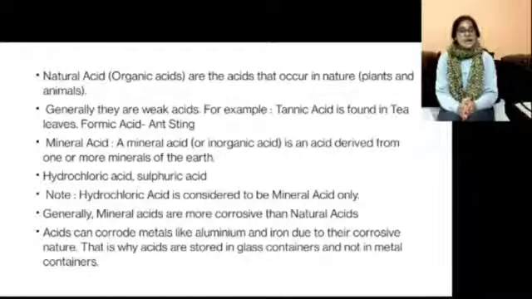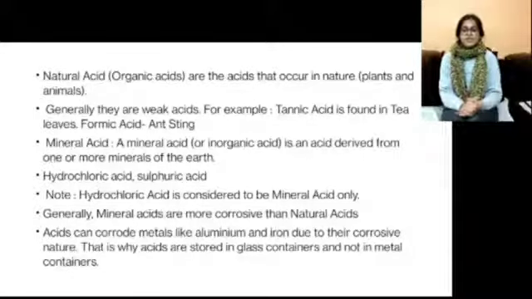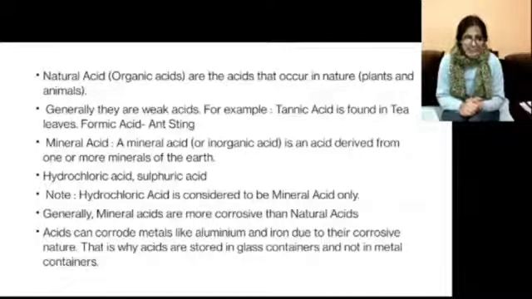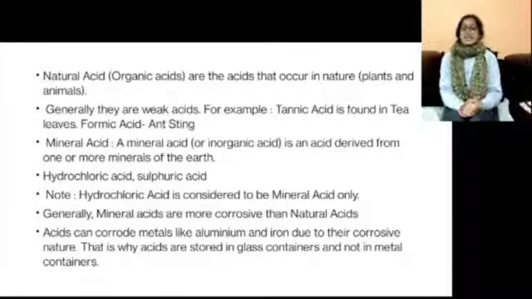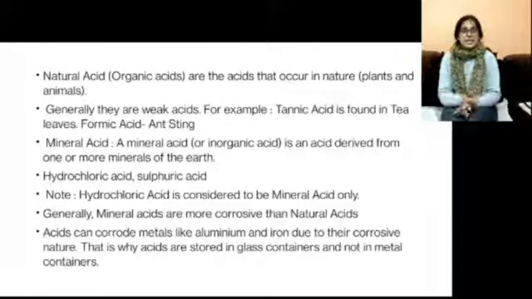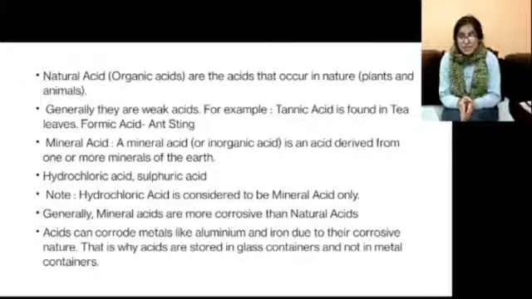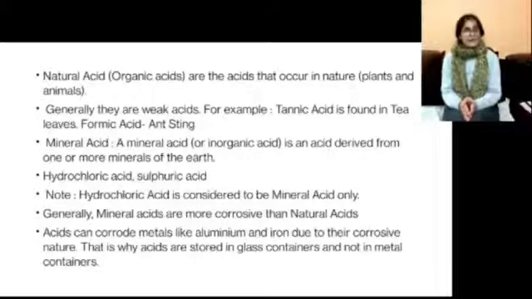Okay, you must have often heard that acids cannot be stored in containers which are made up of aluminium and iron. Now, what is the reason behind it? Acids can corrode metals like aluminium and iron due to their corrosive nature. That means it can react and ultimately the container gets corroded. That is why acids are stored in glass bottle containers and not in metal containers.